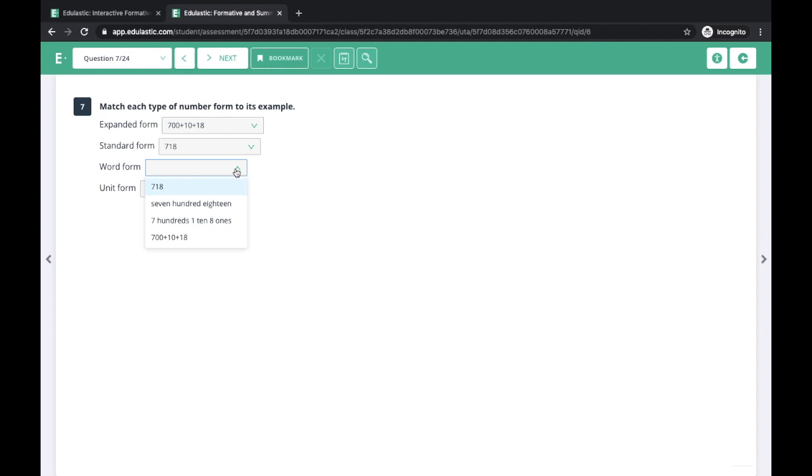In word form, our number is written using all words. We see one option that uses words, 718. And lastly, we have unit form. So we're going to click our green arrow to show our answer choices. For unit form, we have our hundreds, our tens, and our ones. So we see 7 hundreds, 1 ten, 8 ones. And every time we click the green arrow down, we want to make sure that we select our answer choice. Let's make sure we have all 4 parts answered before we click our next arrow. We have expanded form, standard form, word form, and unit form.